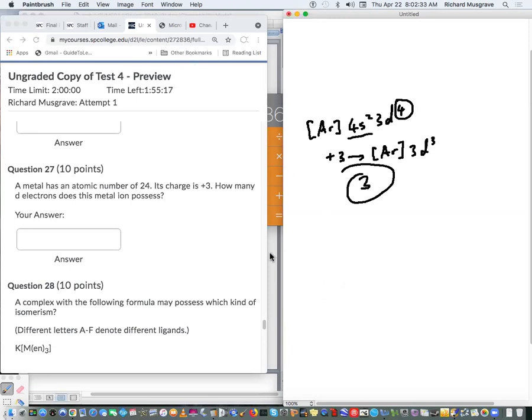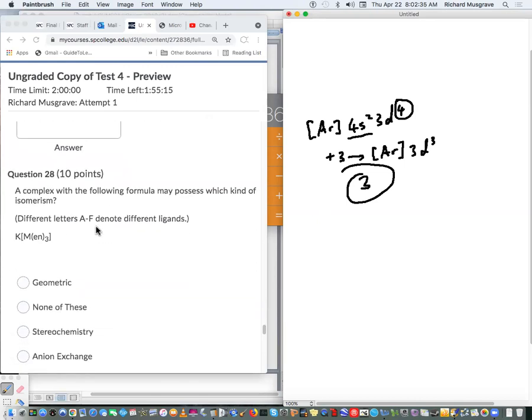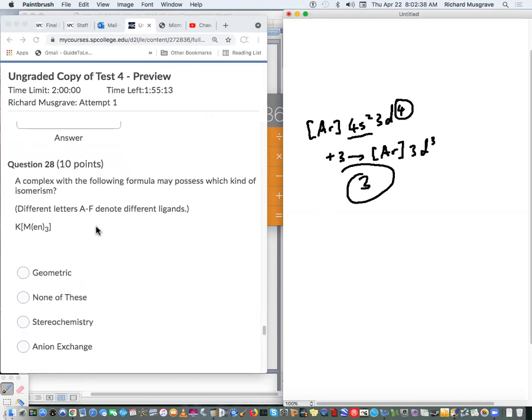Okay. Number 28. A complex with the following formula possesses which kind of isomerism? Let me give you a little bit of guidance on deciding what kind of isomerism you're going to have to deal with here. You kind of get off a bit easy here, because if I was giving this as a pen and paper test, you'd actually have to draw an appropriate isomer. Here I'm just looking for the kinds of isomers that you can actually get with this.